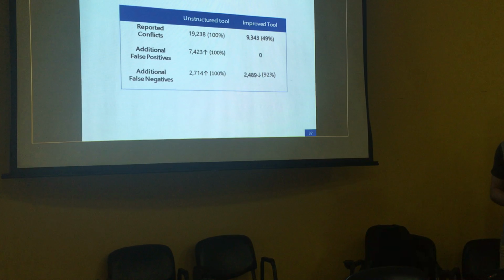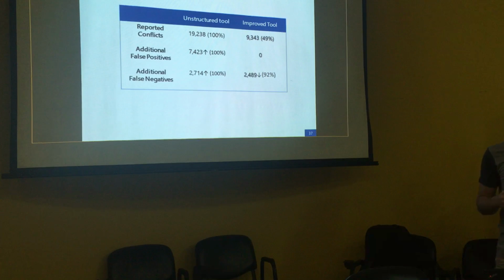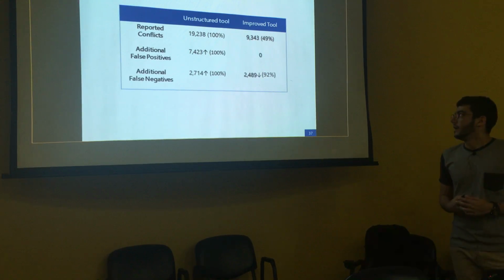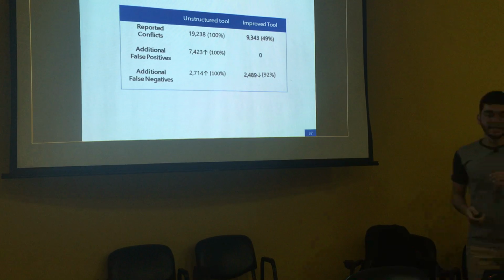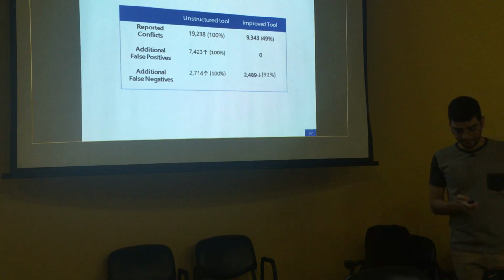So the improved tool completely eliminates semi-structured merge additional false positives because it uses unstructured merge as an oracle. So it won't report a renaming conflict if unstructured merge reports an equivalent. And the tool is also able to eliminate a few kinds of false negatives. So this time the improved tool actually beats unstructured merge in terms of false negatives with respect to the overall merge scenarios in our sample.